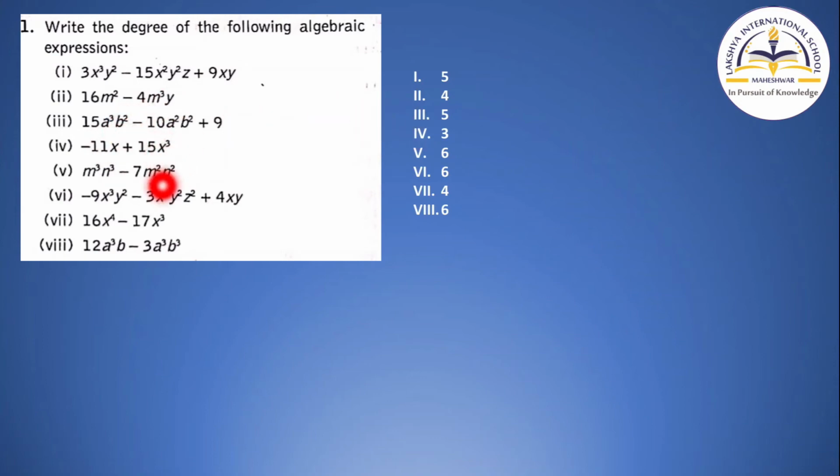Here 3. Now here you can see 3 plus 3, that is 6, and this is 2 plus 2, 4. So 6 is greater. Now here 2 plus 2 plus 2, that is 6, answer. Now here 4, answer. Now here 6.